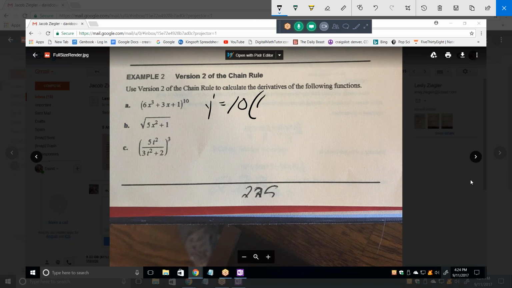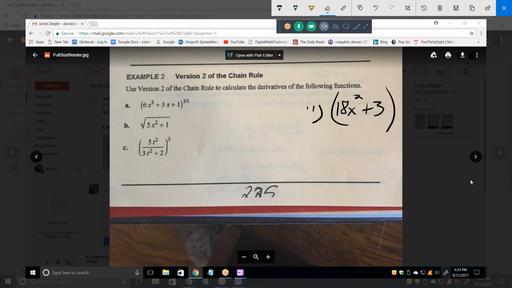Well, let's put everything else inside there. In other words, I want to make sure you don't change the inside when you take the derivative of the outside. That's the derivative of the outside, correct? What's the derivative of the inside? That would be 18x squared plus 3. That's it. There's your answer. Okay.